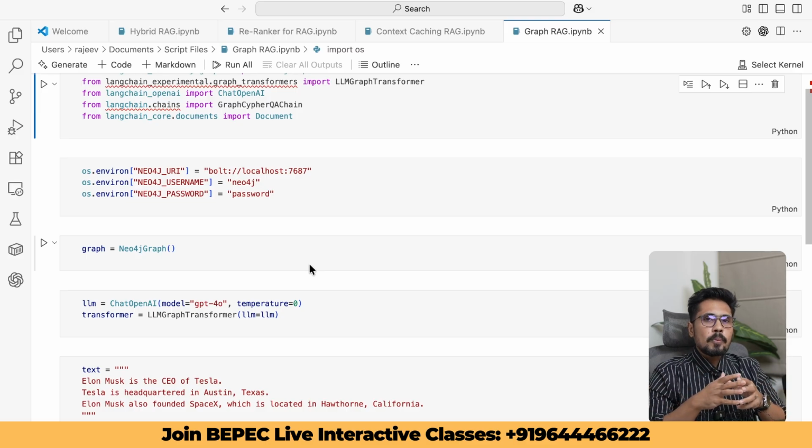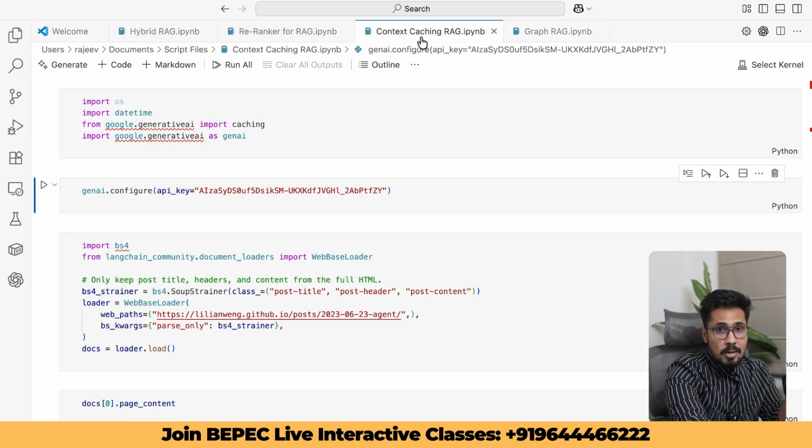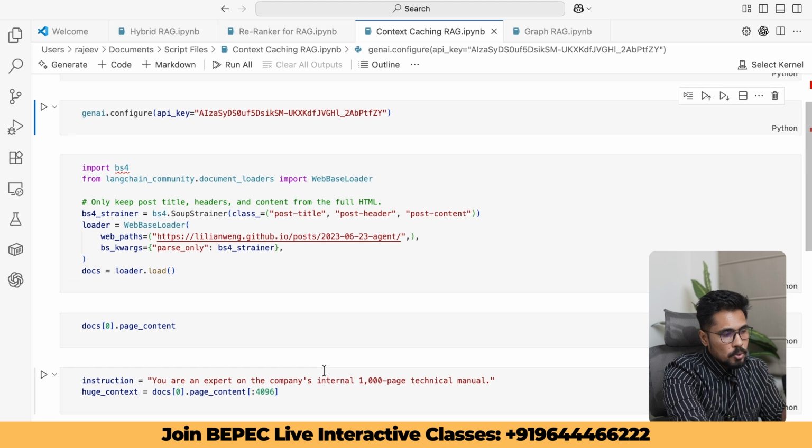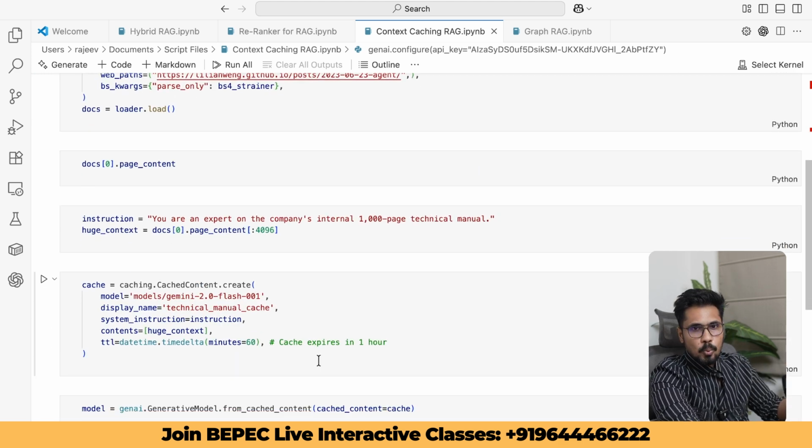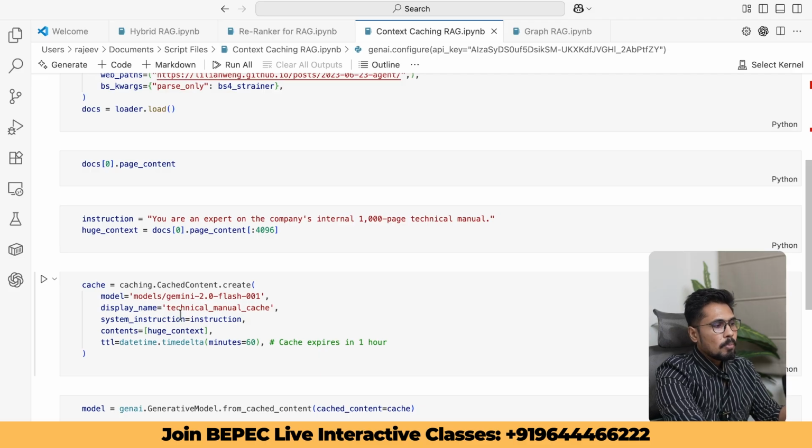For that reason, we do what we call context caching. We save that particular context for 60 minutes or 2 hours, whichever duration you have. Currently we have this context caching with Gemini models. Here I'm using this model, and I'm calling it a technical manual cache, with system instructions and context, and how much time you want to store it. The context is going to expire every 1 hour.